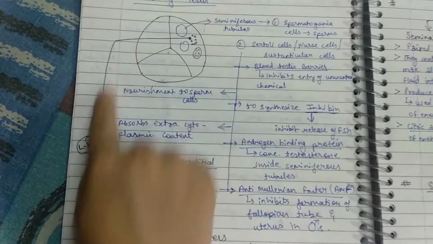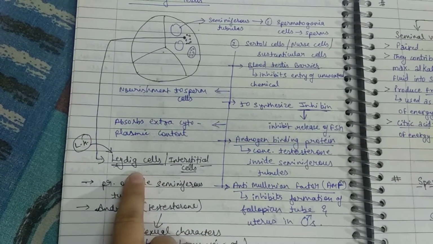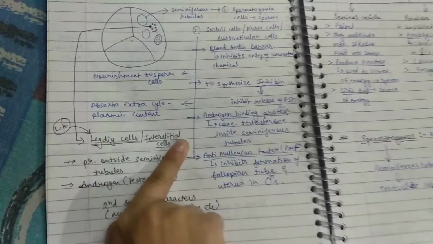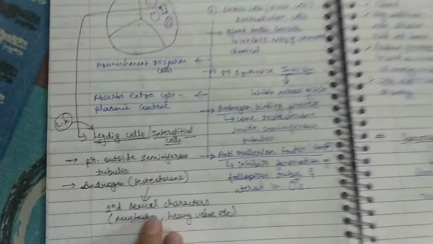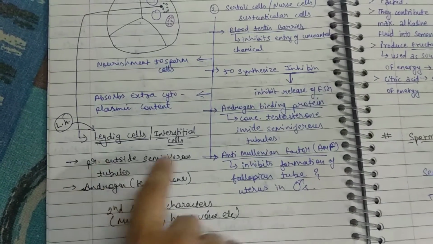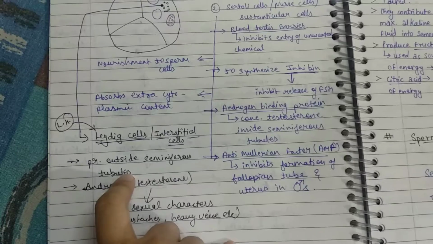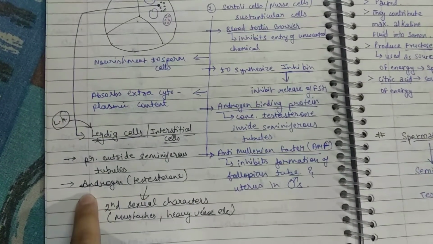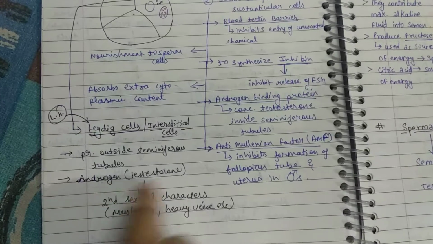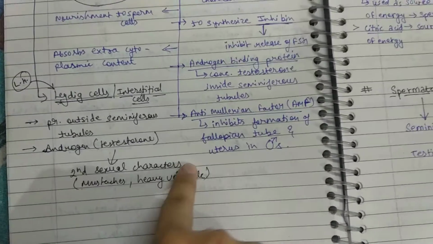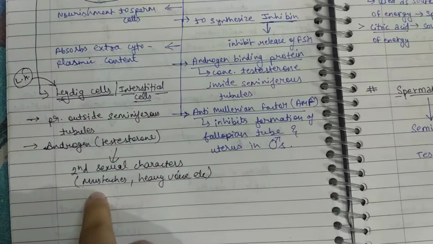Now we'll discuss the Leydig cells. Leydig cells, also known as interstitial cells, because they are found in the interstitial space, so you can remember it that way. They are present outside the seminiferous tubules. They produce androgen, that is the testosterone hormone, which is responsible for the secondary sexual characters. In boys, it is mustaches, heavy voice, etc.